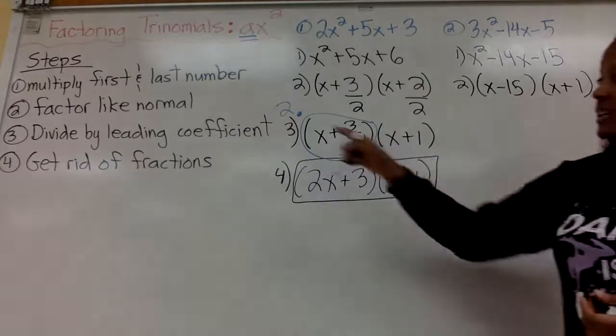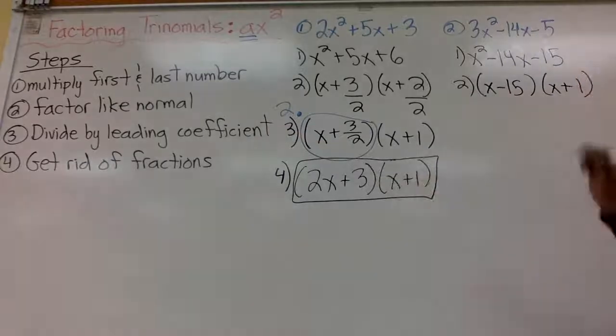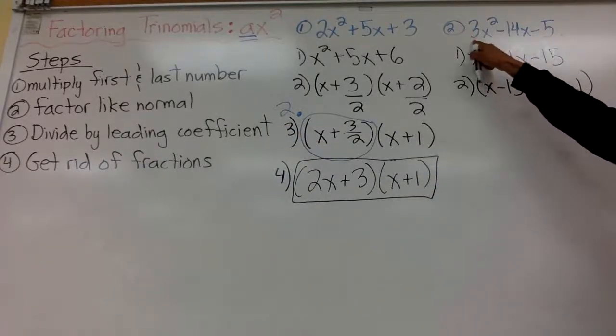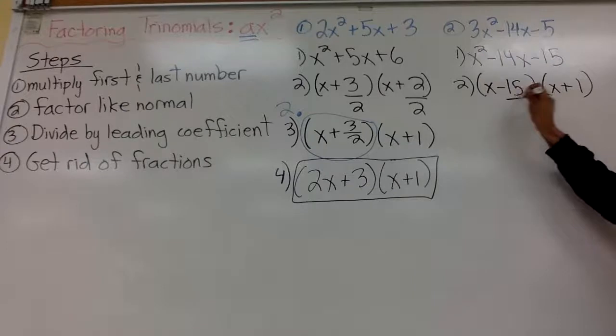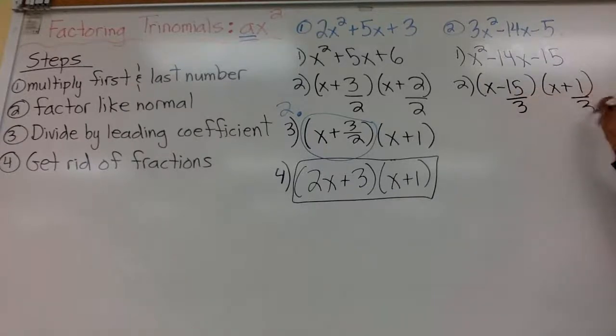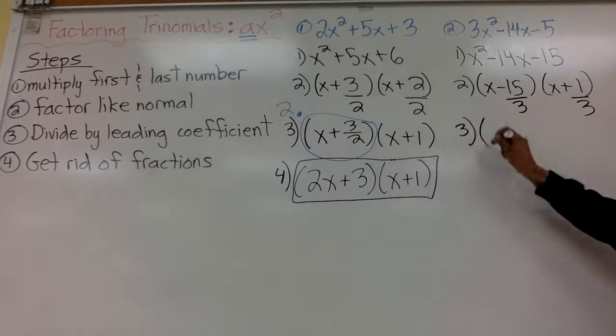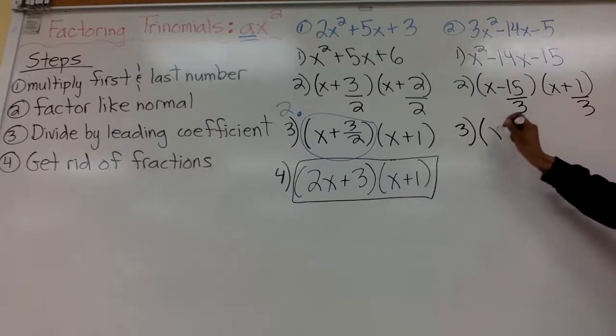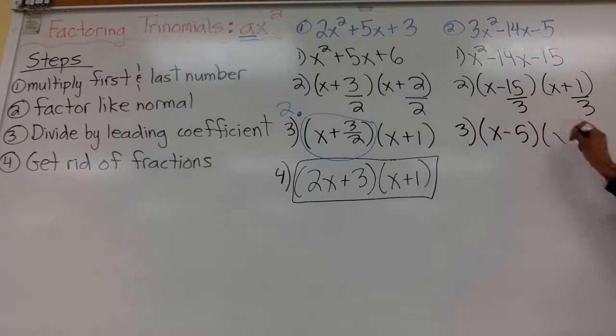Next, it says divide by the leading coefficient. So that's step 3. So the first number in this problem is the number 3. So we're going to divide everything by 3 and reduce your fractions. 15 divided by 3 is 5. And this becomes a third.